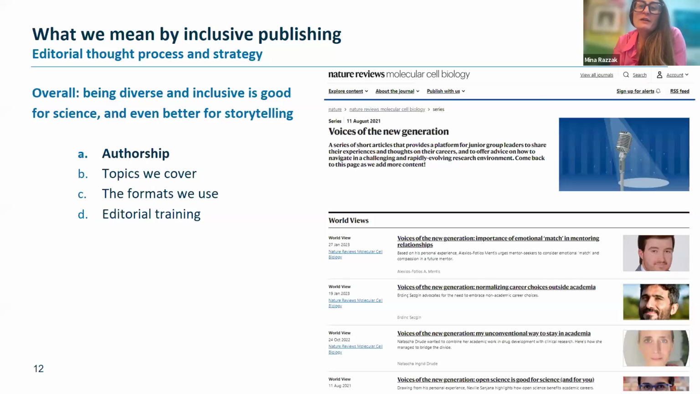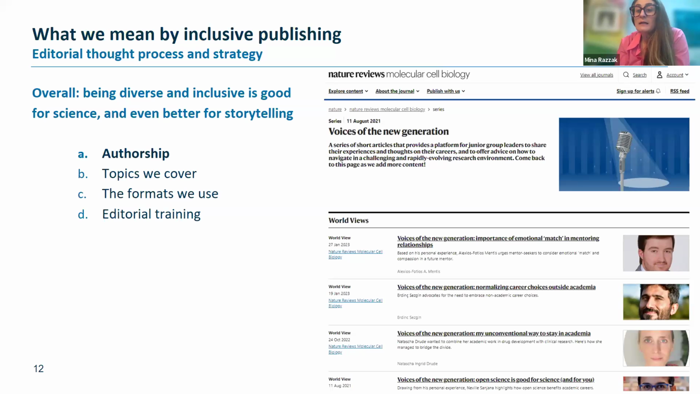Right, so inclusive publishing often means we'll publish most things or anything. And just to clarify, that isn't what I mean in this context. Instead, I mean, we're inclusive at Nature Reviews when we think about our approach to commissioning. We're inclusive when we think about our readers, and we're inclusive when we think about how to tell the stories that we do.